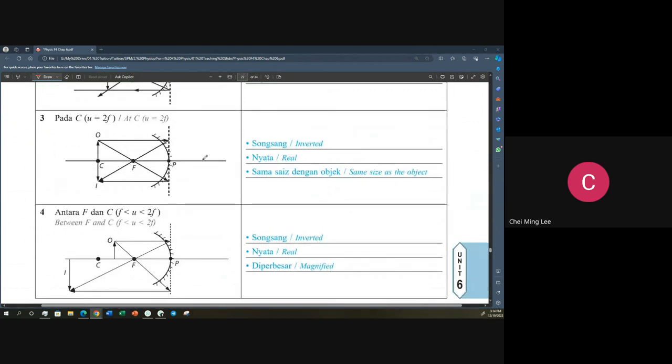When the object is at the center of curvature, meaning that u is equal to 2F, the image formed will be inverted, real, and the same size as the object. While if it's between the focal point F and C, it will be inverted, real, and magnified. So jot down these two as well.